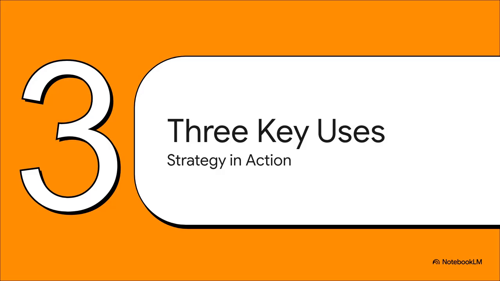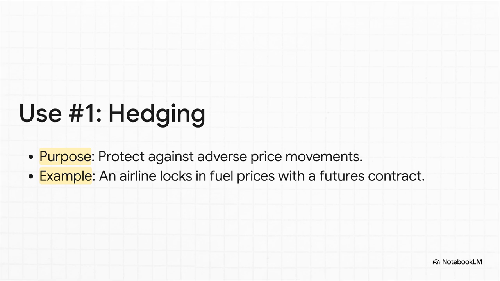Okay, so what are the actual moves people make with these contracts? Well, it really just boils down to three main strategies, three key plays in the game. First up, you've got hedging. Think of this as playing defense. Remember our airline from the beginning? This is exactly what they're doing. They lock in a fuel price today so they're protected if prices spike tomorrow. It's basically an insurance policy against bad price moves.